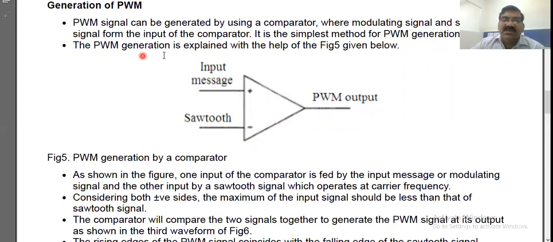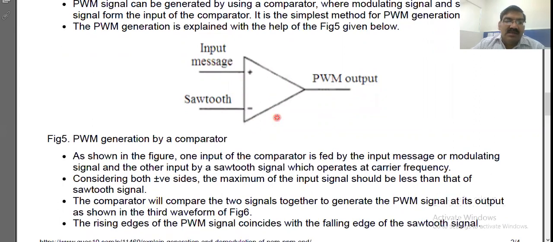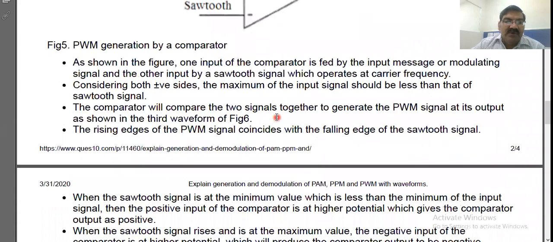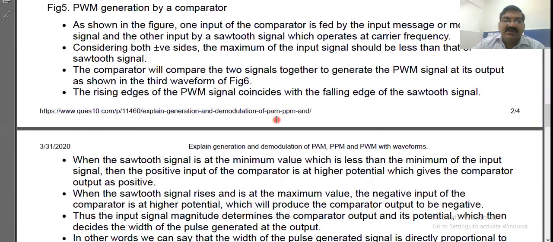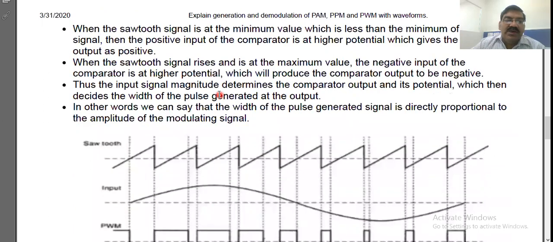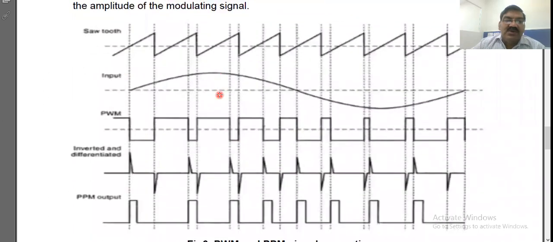So this PWM generation is explained here with the help of this diagram, and we will go to the waveform also. So you can see this very carefully. As shown, one of the inputs to the comparator is fed by the input message or the modulating signal, and the other input is the sawtooth signal, and the positive and negative sides are considered. I will not go into detail reading this. I'll just explain how this modulation is done.